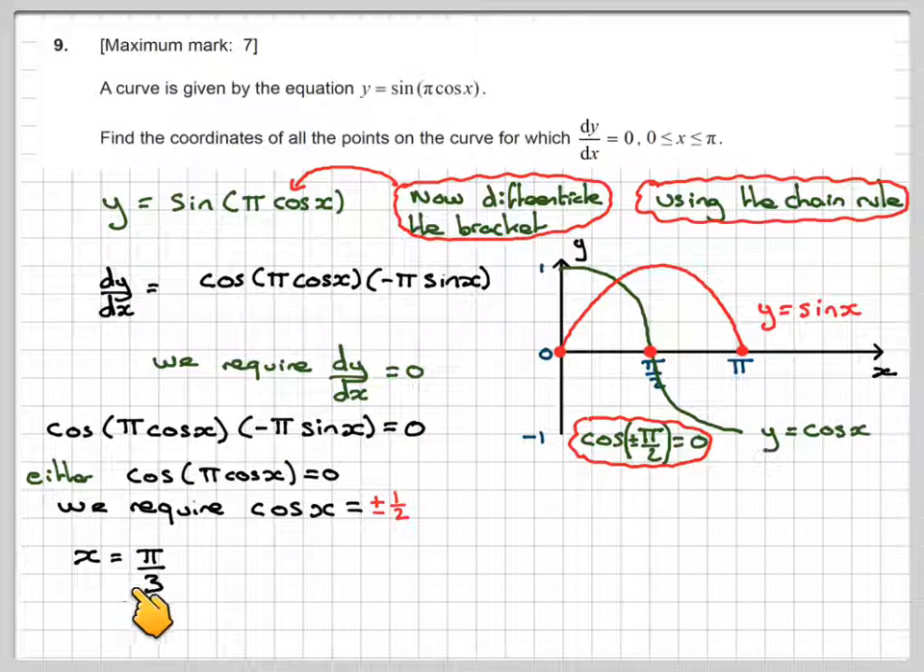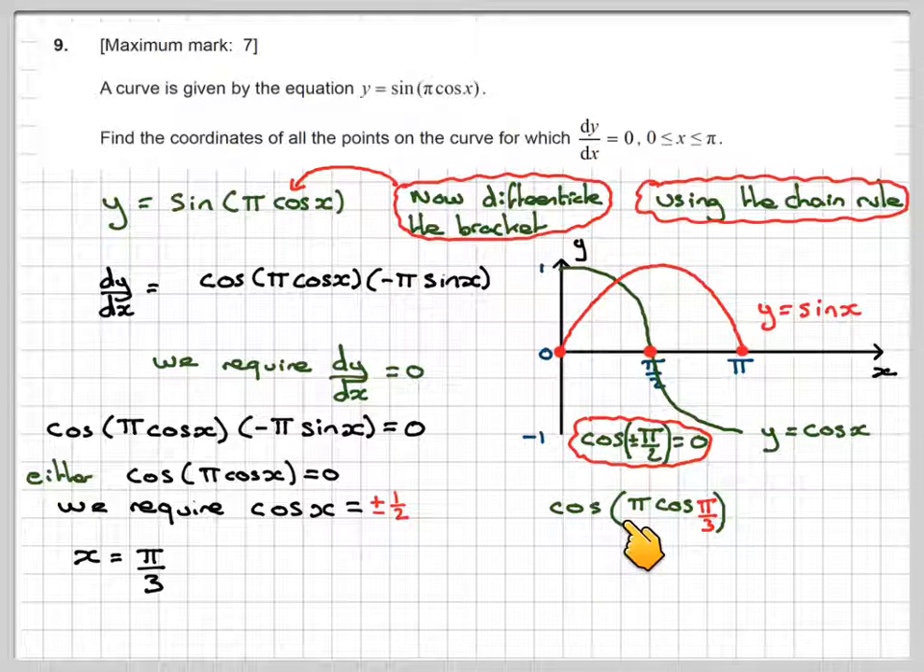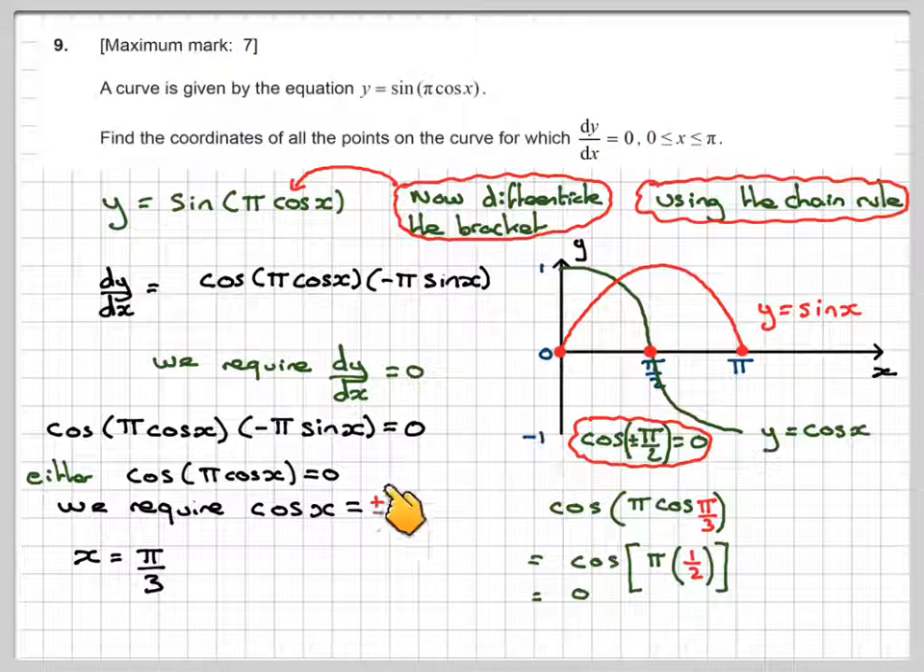So if we take x as pi by 3, because we know that cos of pi by 3 is equal to a half, because we've learnt the table, then if we put that into here, just look at it, we get cos brackets pi cos pi by 3. Cos of pi by 3 is a half, so we've got cos of pi by 2, which is equal to 0, which is what we want.